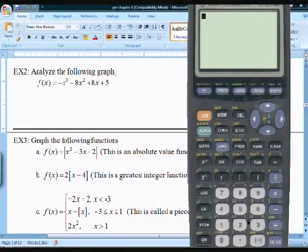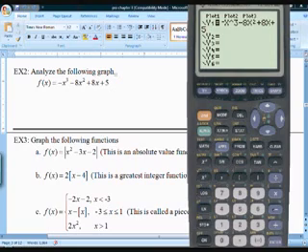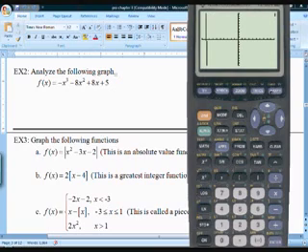Okay, example 2 says analyze the following graph. We're going to do this one with a graphing calculator. You can do it by hand if you wanted to, do your t-table and graph it. That's what we're going to do in the next 3 examples. Analyze the following graph. We're graphing negative x to the third minus 8x squared plus 8x plus 5. And we graph.